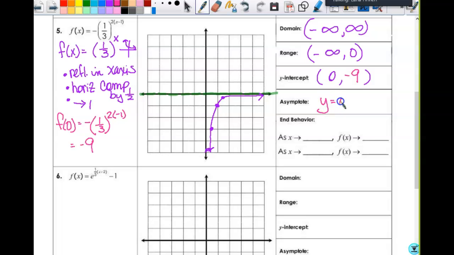The asymptote is still y equals 0. This will be infinity and negative infinity. So as x approaches infinity, what is f of x approaching? 0. As x approaches infinity, f of x is approaching 0. And then as x approaches negative infinity, y approaches negative infinity.